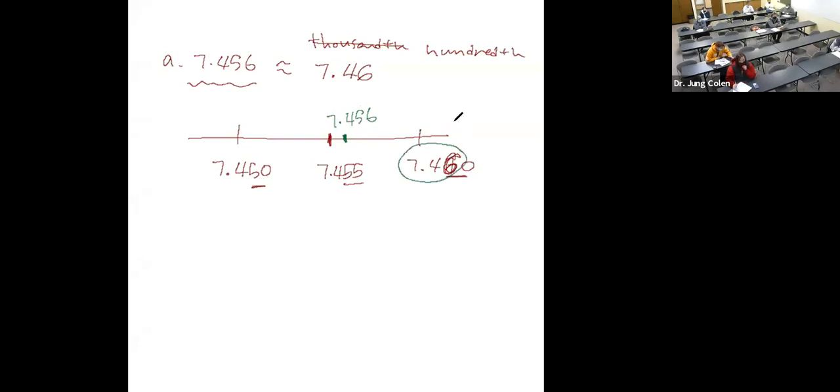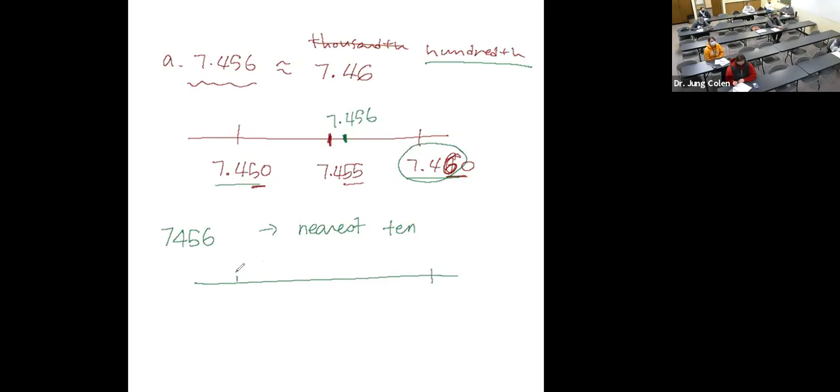So when we are rounding to the nearest hundredth, we can take a look at this. Where is the number in between? 7.45 or 7.46? It's closer to 7.46. If you're looking at this as a whole number, it's the same thing. For example, if you are given 7,456, let's look at part E. You're going to round this to the nearest 10. Nearest 10. So we are looking at which 10 it is between.